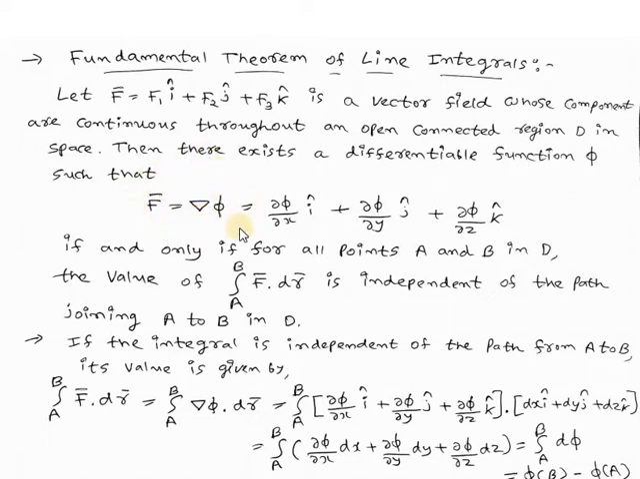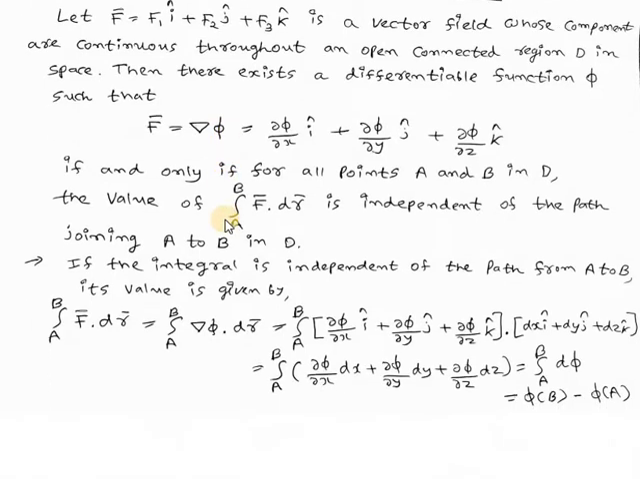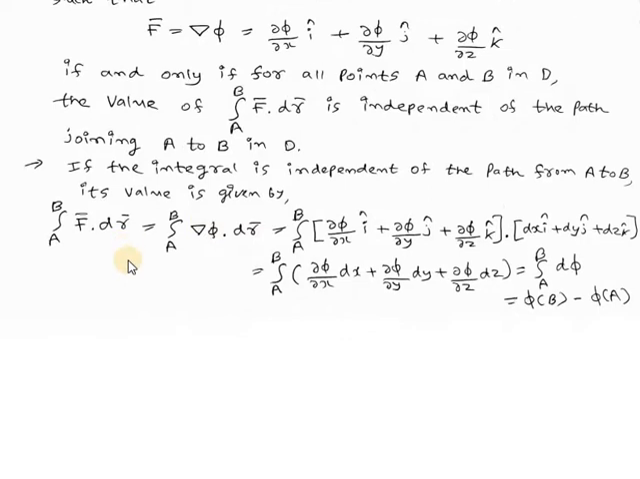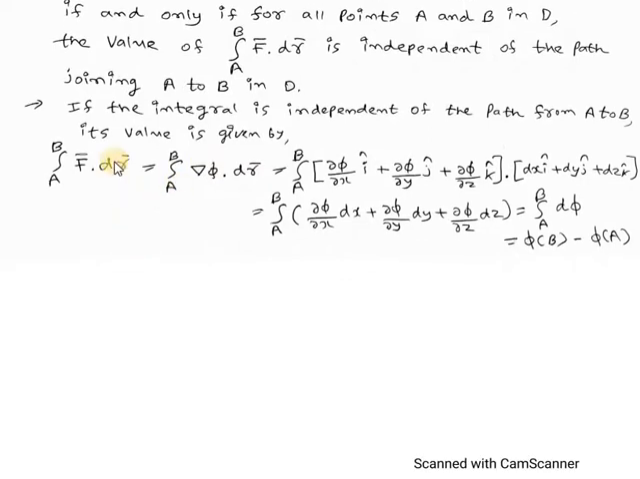Indirectly, we know if f bar is equal to gradient phi, then curl f bar is 0. So if in any example curl f bar is equal to 0, then we can say the line integral is independent of path. Now if we have to find the value of the line integral for this case, then it is given by integration from a to b of f bar dot dr bar.